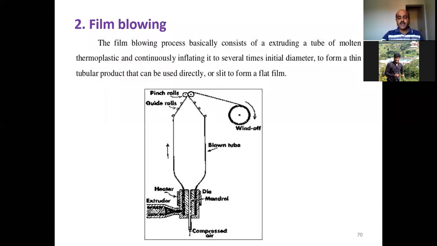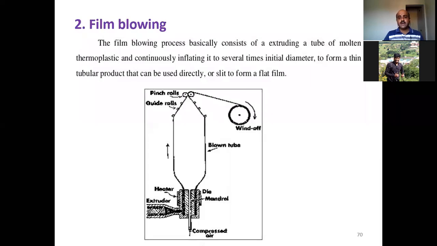Second important technique over here is film blowing. The film blowing process basically consists of extruding a tube of molten thermoplastic and continuously inflating it into several times its initial diameter to form a thin tubular product that can be used directly or split to form a flat film. This is a different kind of process which we have not discussed till now.